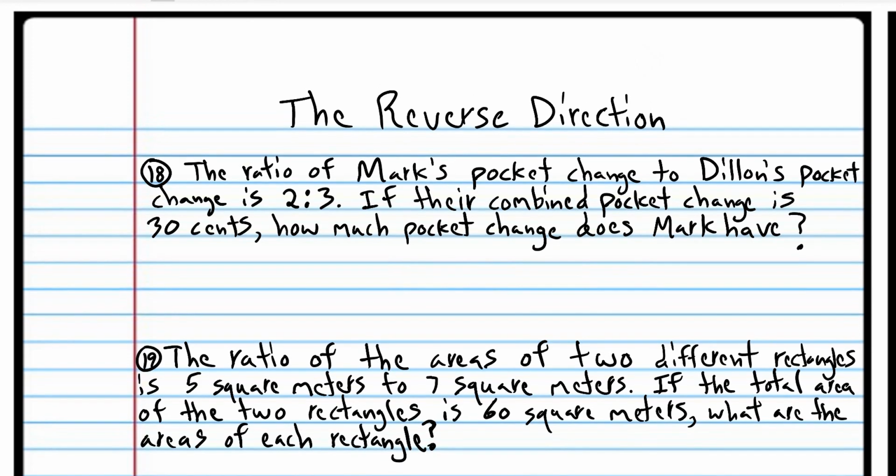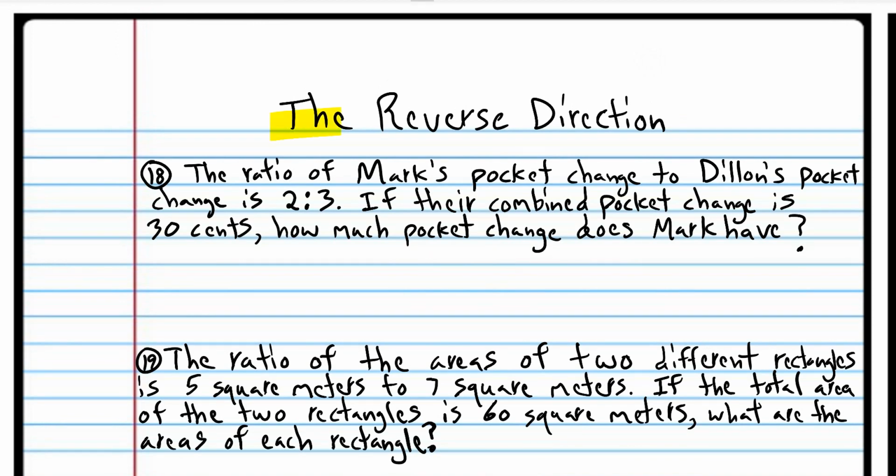All right, now we're going to go in the reverse direction. Number 18: the ratio of Mark's pocket change to Dylan's pocket change is 2 to 3. If their combined pocket change is 30 cents, how much pocket change does Mark have? When I say reverse direction, I mean instead of dividing both numbers, we're going to be multiplying both numbers. Combined pocket change means take Mark's pocket change and add it to Dylan's pocket change, and they have a total of 30 cents.